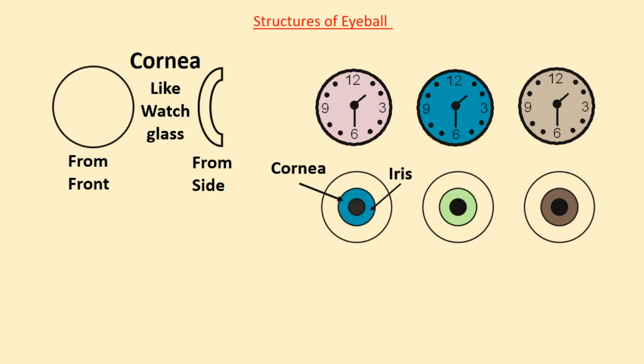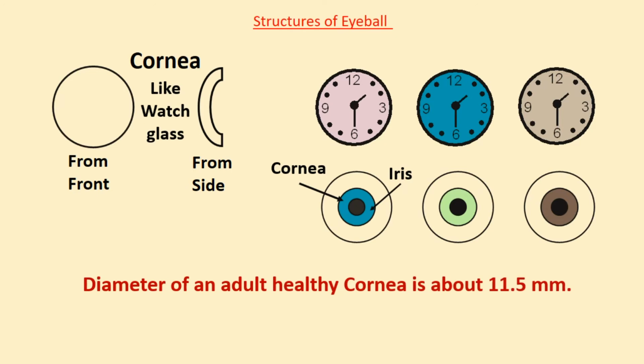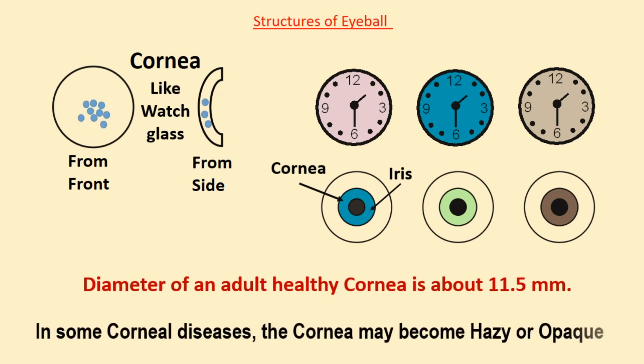So, from front, it may appear that the front round part, that is cornea, is different for different individuals and colored, but actually it is not. Cornea remains transparent for all. It's the color of the iris behind that gives such an impression. Diameter of an adult healthy cornea is about 11.5 millimeter. In some corneal diseases, such as keratitis or corneal ulcer, the cornea may become hazy or opaque. As a result, there can be blurring of vision.